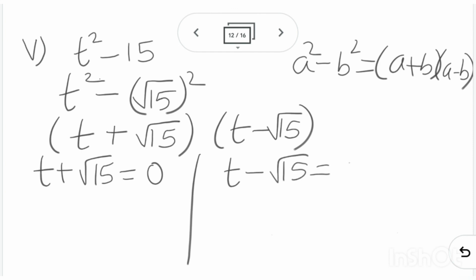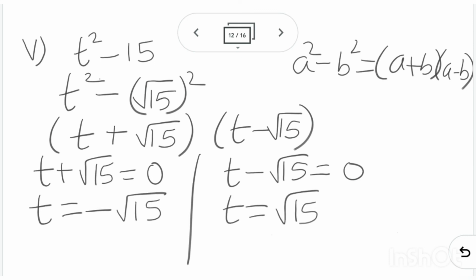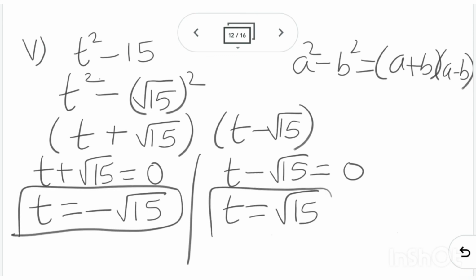So when we put them equal to 0, here we are getting t equals minus root 15, and here t equals root 15. So these are the two zeros of the polynomial. We can give them the names alpha, beta. And similarly you can verify the relationship between their zeros and the coefficients. So students, I hope you have understood how we can verify the relation between the zeros and coefficients, and how we can identify the number of zeros of a polynomial by looking at its curve on the graph.